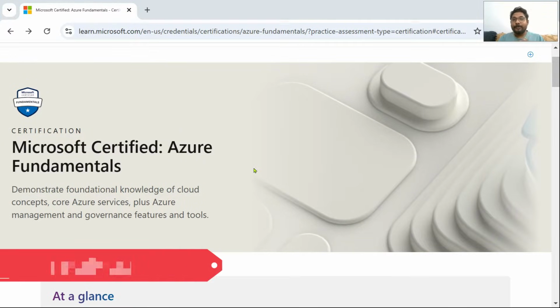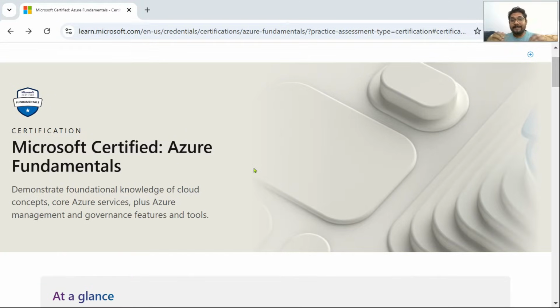If you are planning for Microsoft Certified Azure Fundamentals, the very first thing you should know is the roadmap. Where is the portal from where you can start learning Azure fundamentals? How do you schedule your exams? What are the topics? How much percentage of questions come from which topic? That entire roadmap we should first understand before starting to learn each topic one by one.